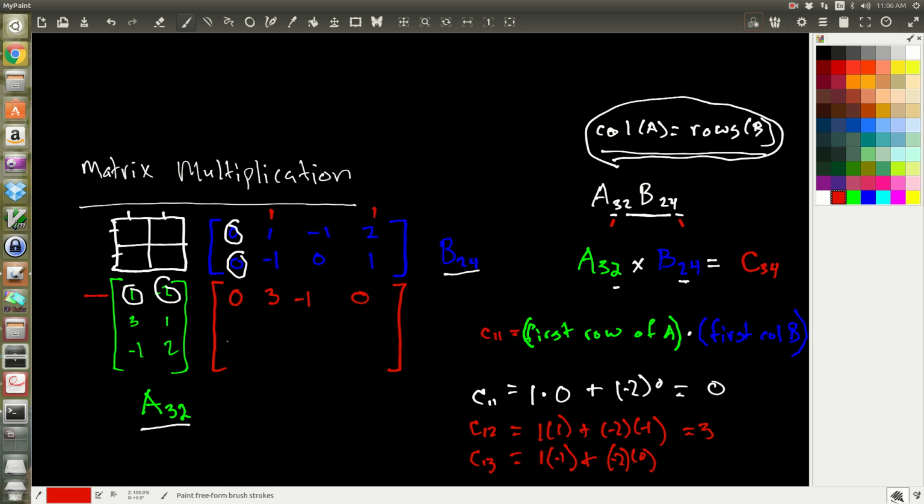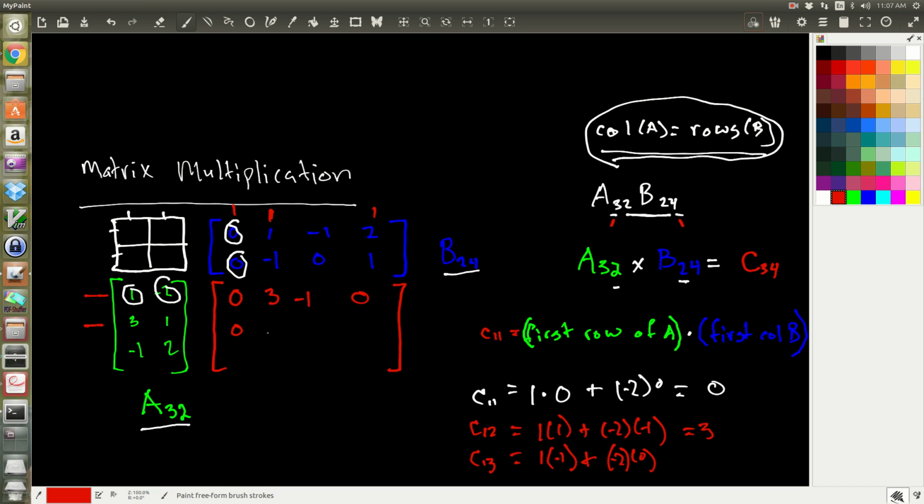Now we've got to do the other two rows. If we do this, now we're going to take the dot product of this row with the first column here to get this component, and we're going to get 3 times 0 plus 1 times 0 is 0, and then we're going to do this row with this column right here.